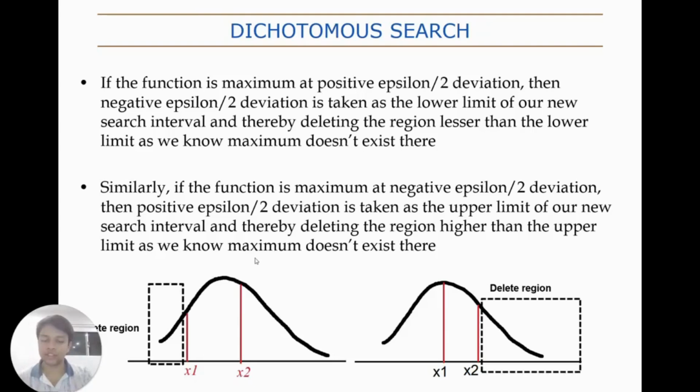Case 1: let's say the function value is maximum at the positive epsilon by 2 deviation. In that case, the region lesser than x1 doesn't have the function maximum. Hence, we delete the region. So our new interval becomes x1, the maximum upper bound. Case 2: let's say the function value is maximum at the negative epsilon by 2 deviation. Then the new interval becomes the lower bound, x2, because the function maximum doesn't lie in the region beyond x2.